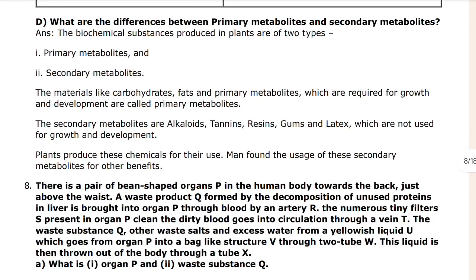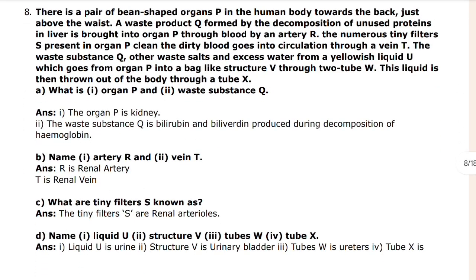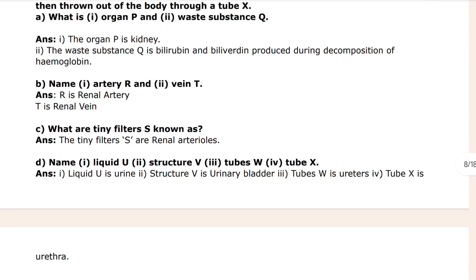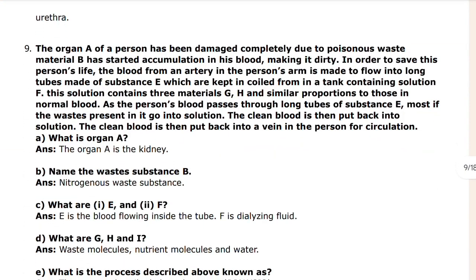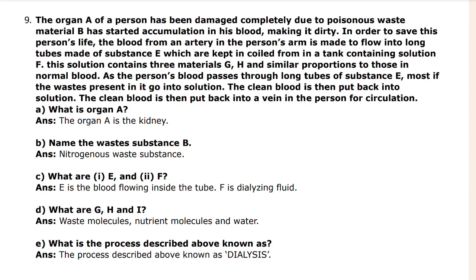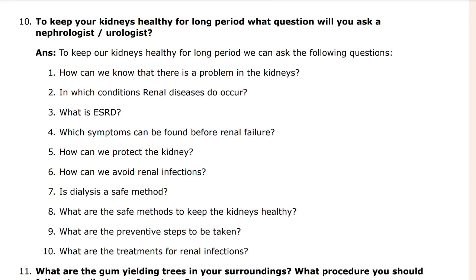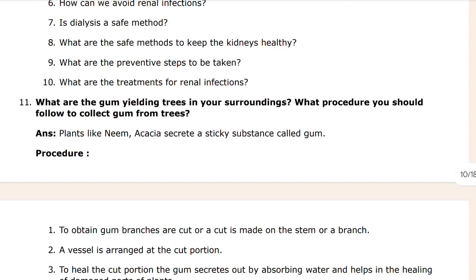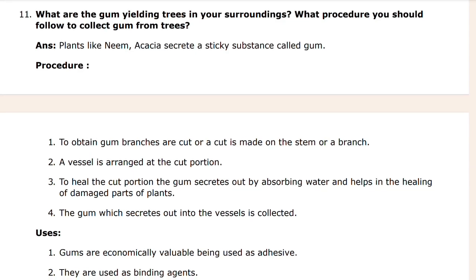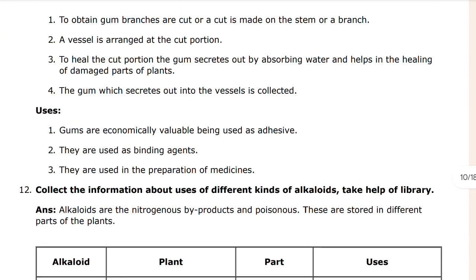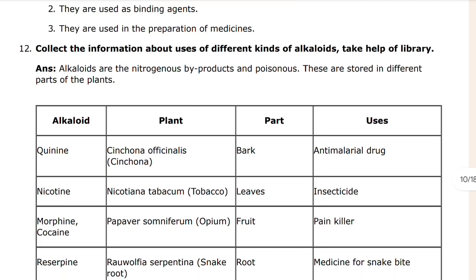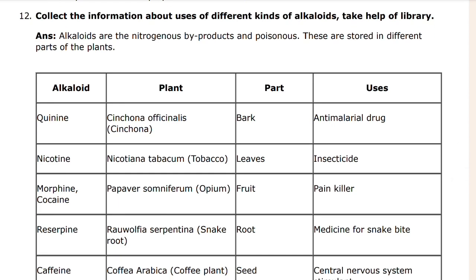Then, what is the difference between primary metabolic and secondary metabolic? Here the eighth one you can also see. What are the tiny filters known as? Urethra and so on. The organ of a person has been damaged. To keep your kidney healthy for a long period, what questions will you ask? Uses are also given. Collect information about the uses of different kinds of circulatory organs.